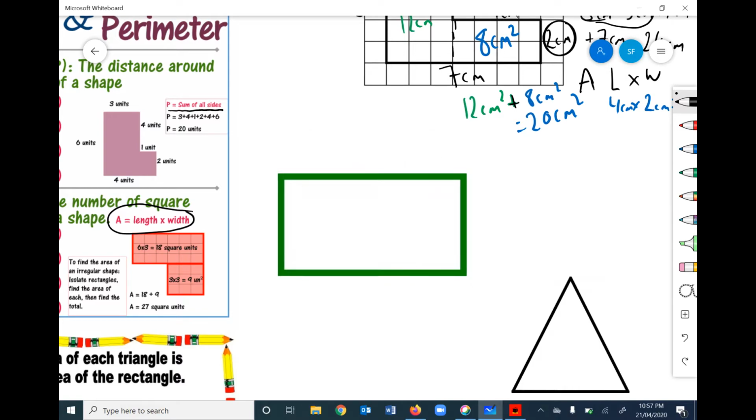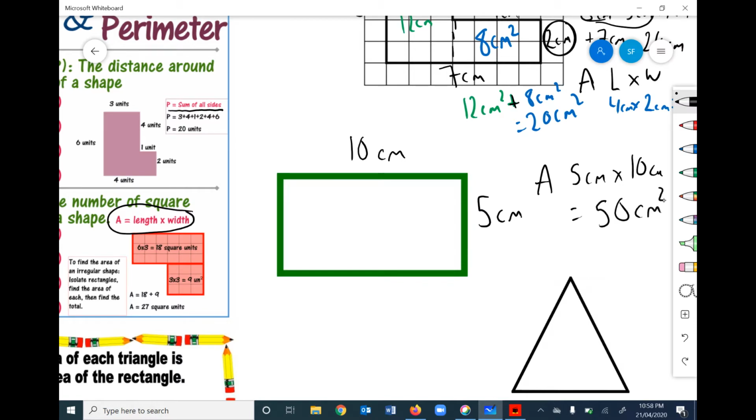Let's say this is 10 centimeters by 5 centimeters. Nice and simple, probably not to scale, but close enough. Let's work out the area of this one. So that would be 5 centimeters multiplied by 10 centimeters. Let's make sure I put my multiplication sign in there, that would help out a little bit, wouldn't it? That would be 5 multiplied by 10, which will give us 50 centimeters squared.